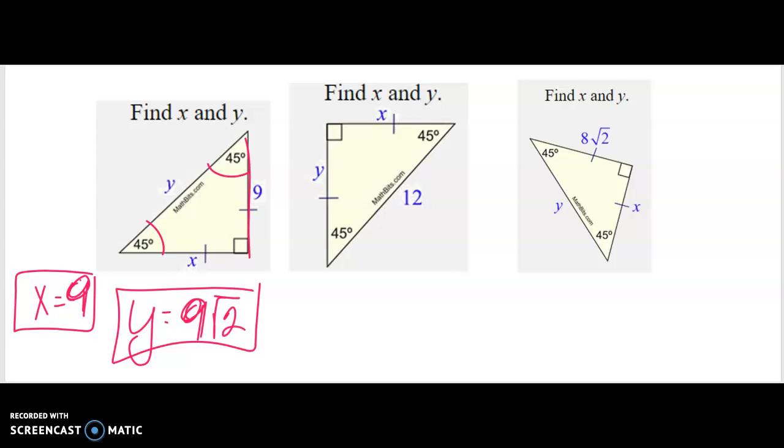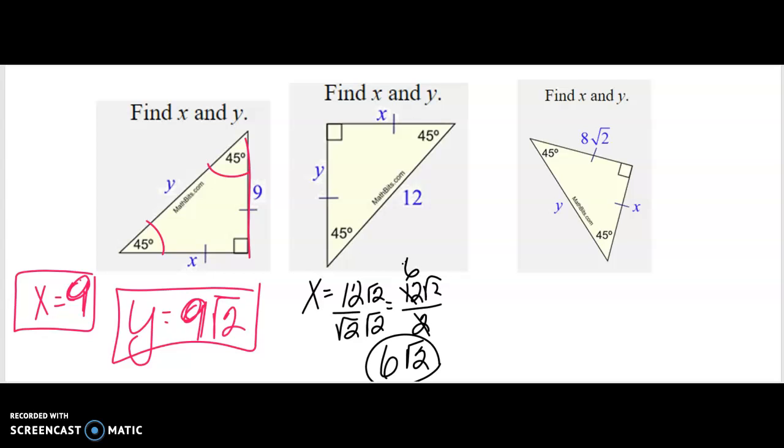On the middle one, we want x, and we know the hypotenuse is 12, so we divide by square root of 2. You cannot divide by a square root, so we are going to put square root of 2 over square root of 2, which is 12 square root of 2 over 2. The square root of 2 times the square root of 2 is the square root of 4, and the square root of 4 is 2, and 2 goes into 12 6 times, so it's 6 square root of 2. If I know x, then I also know y, because they are the same measure.